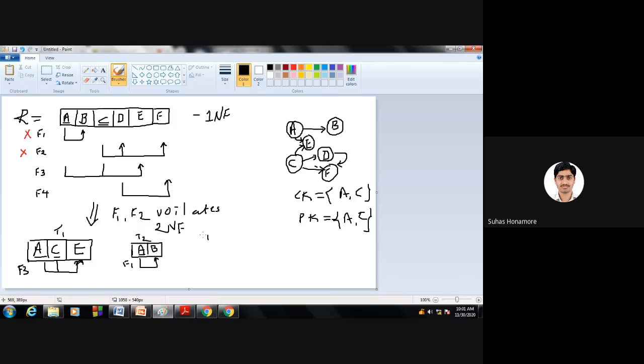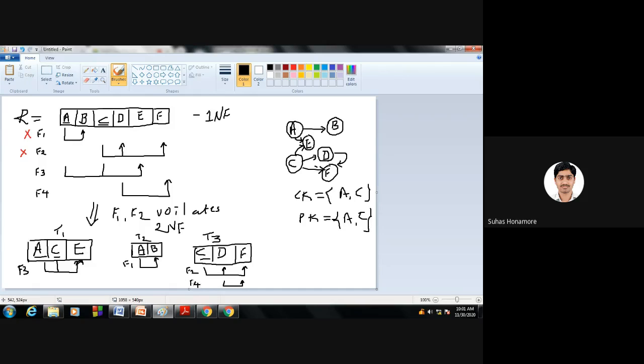Then the T3 table. F2 is violating, that is C, D and F. These I have to write in one single table, T3. So C has two dependencies, that is D and F. This is my F2. Then F4, that is DF. DF are there in this table, so here I will write DF. This is my F4.